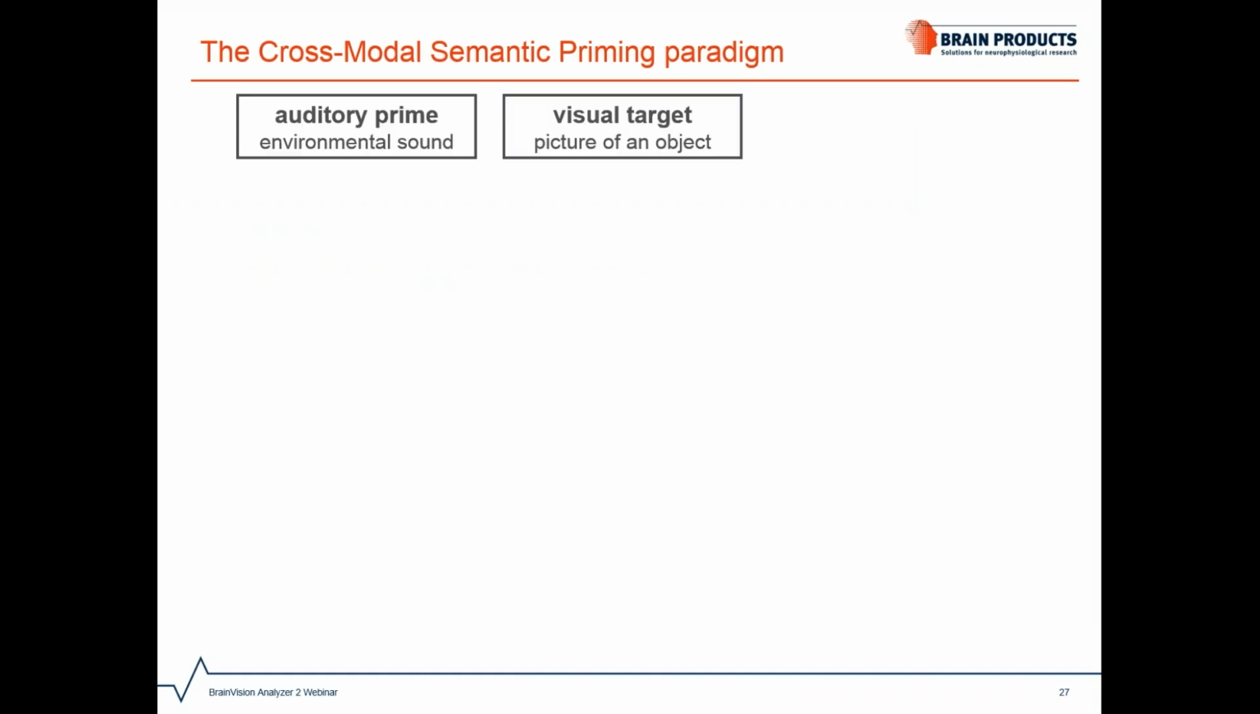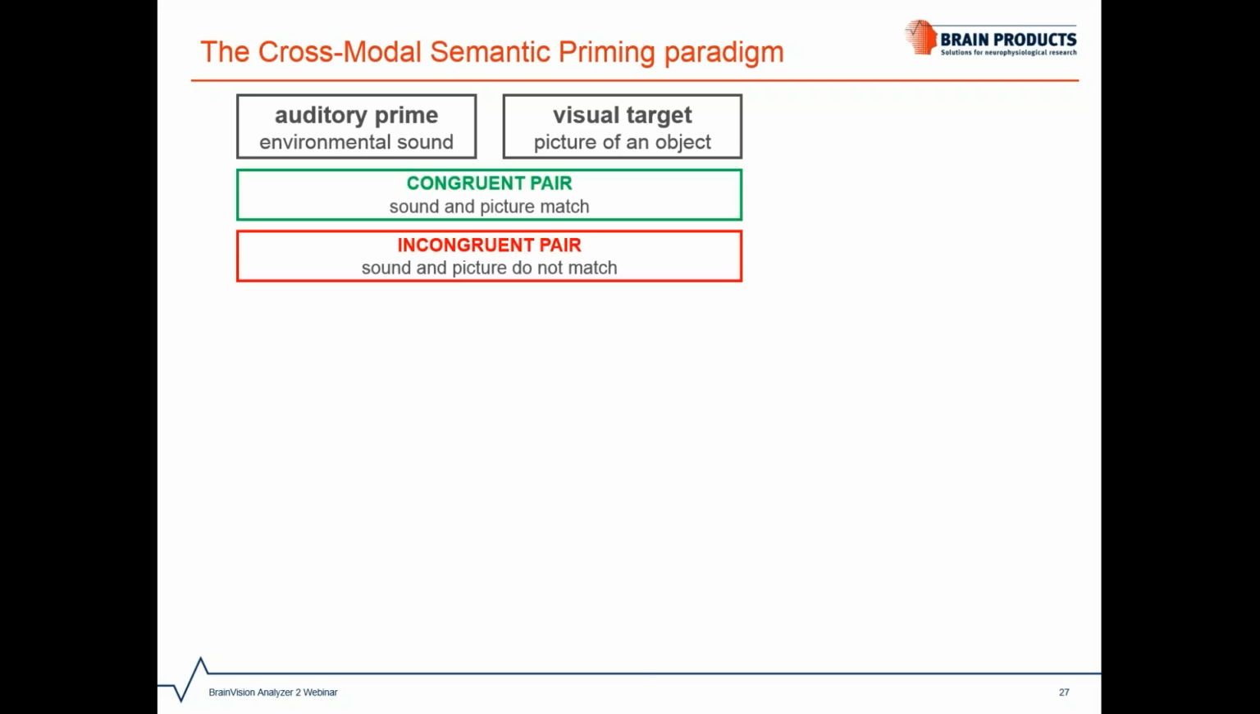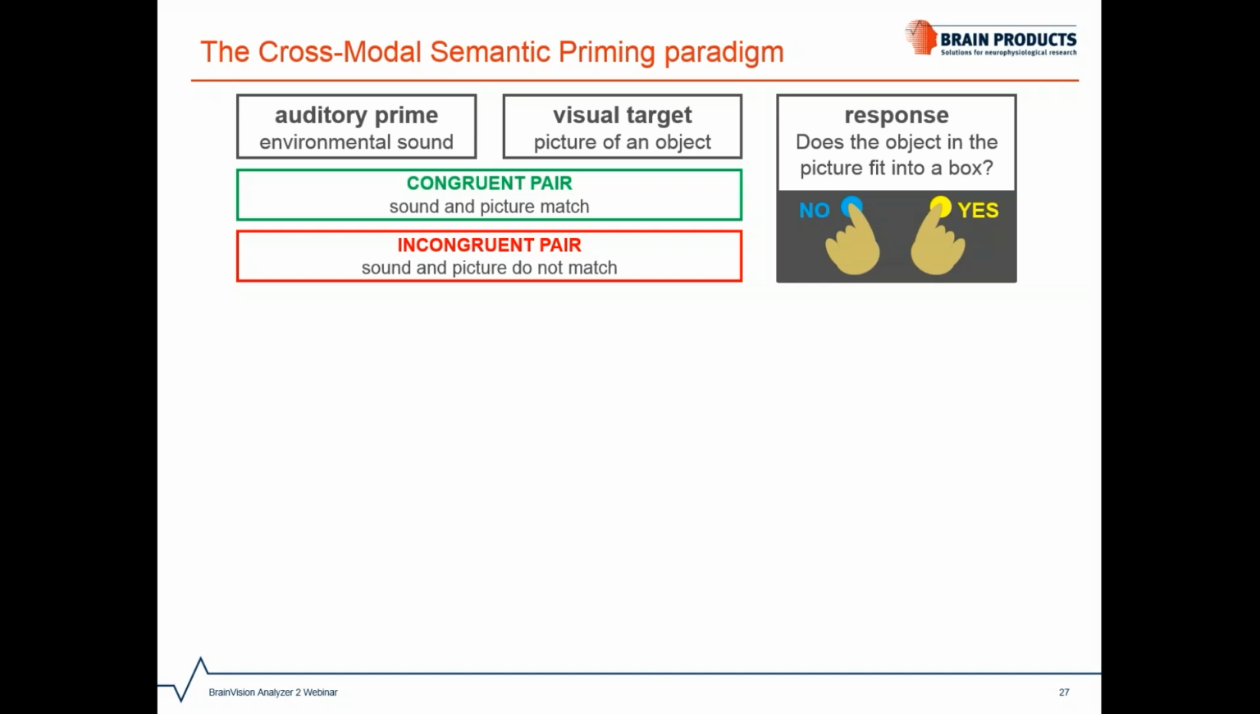Okay, each trial consisted of 2 stimuli, the prime and the target. The prime was an auditory sound. The target was a picture because it's a cross-modal paradigm. Prime and target made up a pair. There were 2 classes of pairs, congruent ones where the sound and the picture matched, and incongruent ones where there was no match. Additionally, there was a task that subjects had to respond to by button press after they saw each pair. The task was only related to the target picture, as participants had to answer the question, does the object in the picture fit in a shoebox? There was a yes and a no button, and they should react as fast as possible.